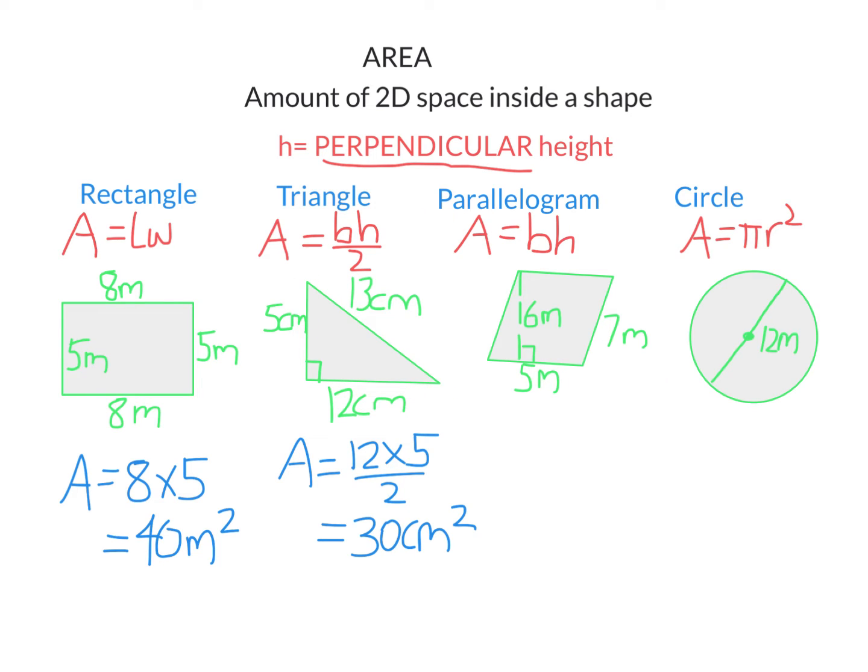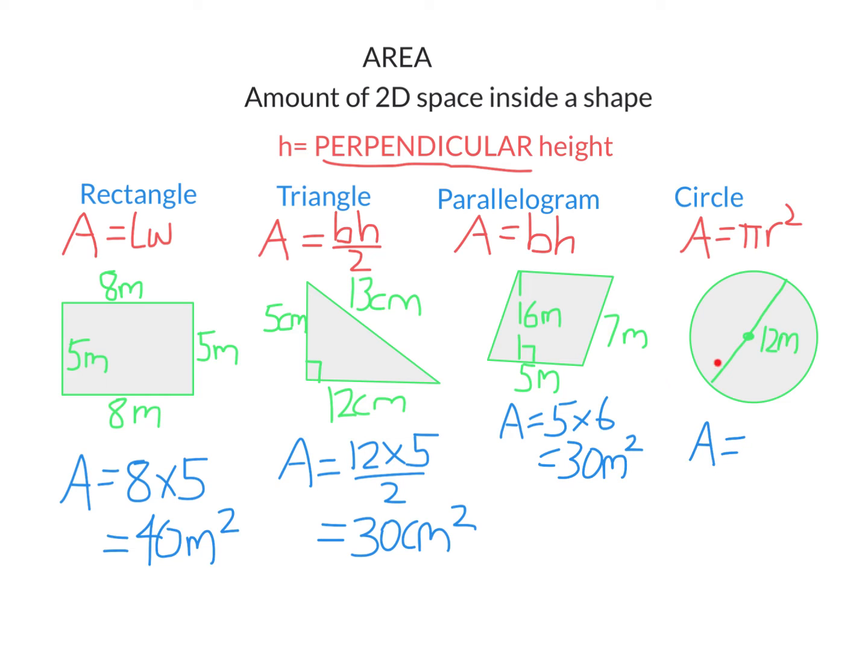So similarly for a parallelogram, there's a H in there. So we want the perpendicular height, not the slant height. The area of a parallelogram is like that of a triangle, except you don't divide by 2. The area of this parallelogram is base times perpendicular height. Once again, it's going to be units squared in our answer. We want the perpendicular height, not the slant height. So the formula for the area of a circle is pi times radius squared.